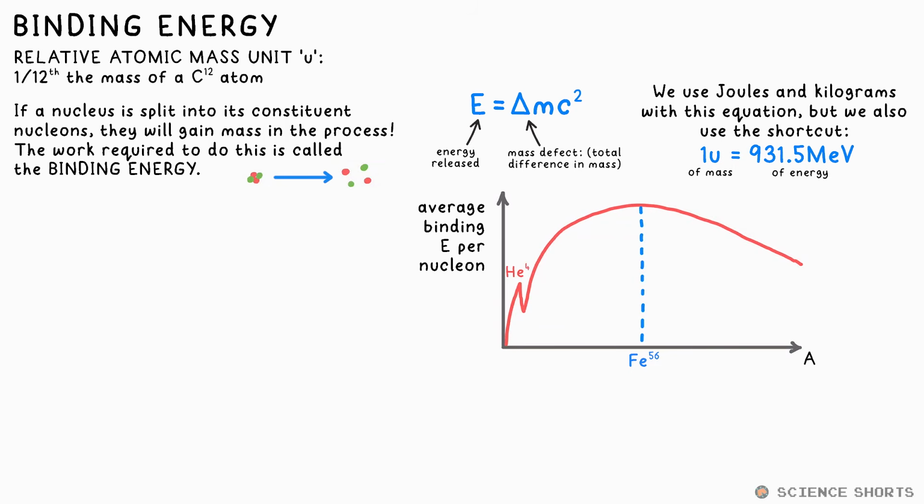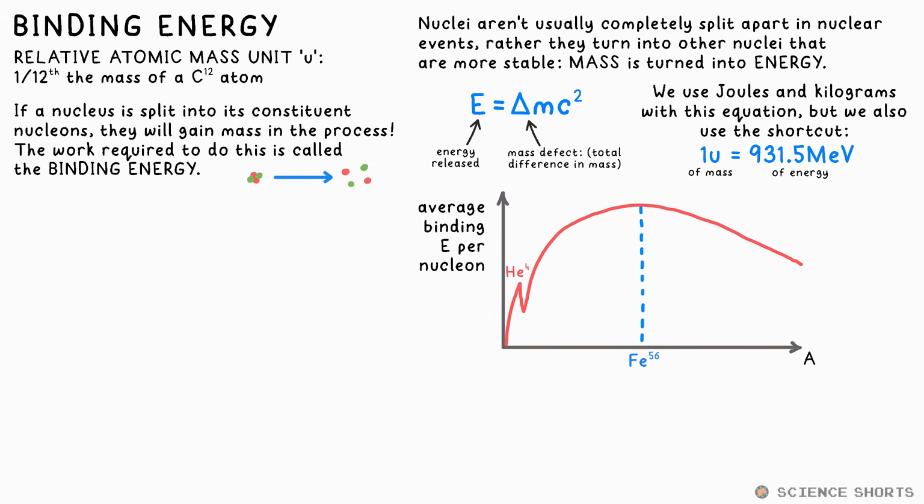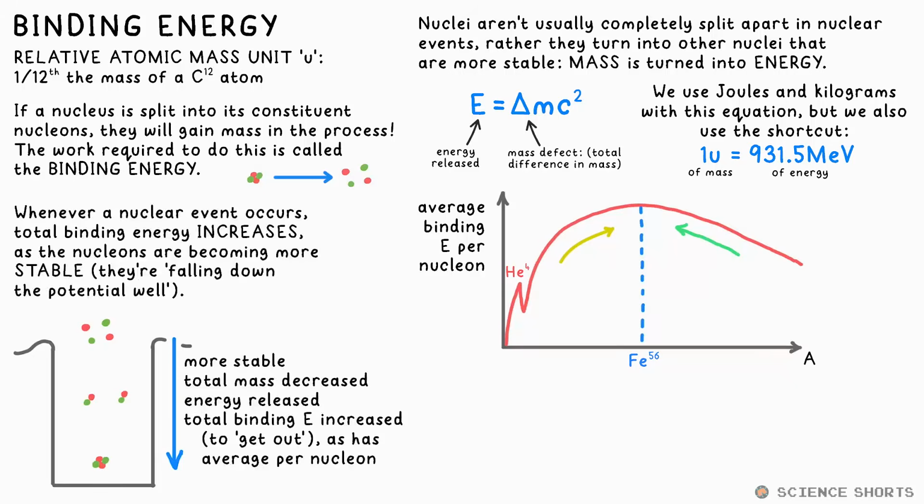The little spike on the left is helium-4, by the way. It's an uncharacteristically stable isotope compared to its immediate neighbours. That's why it's emitted during alpha decay. However, when nuclear events occur, such as fission, fusion, decay, they don't involve nuclei completely split into their constituents, of course, or vice versa, but rather turning into other nuclei, which are more stable, meaning they always move up the curve as their total binding energy, and therefore their average binding energy per nucleon as well, has increased. We can think of them as falling down a potential well, meaning they would need more energy to get out.